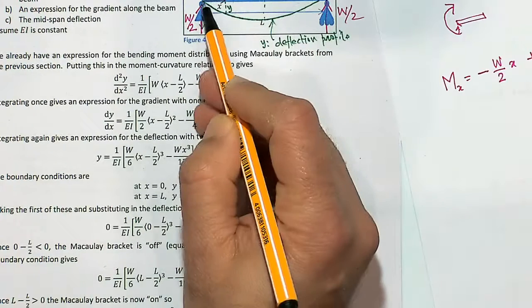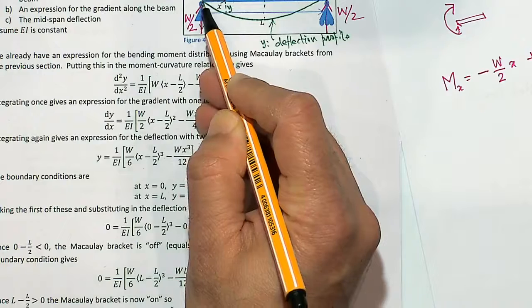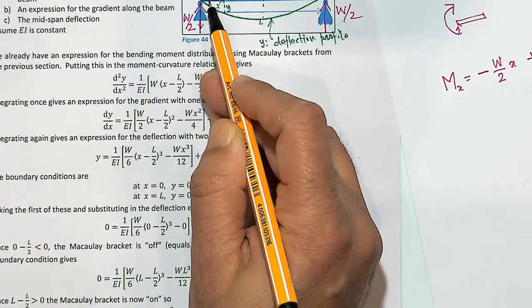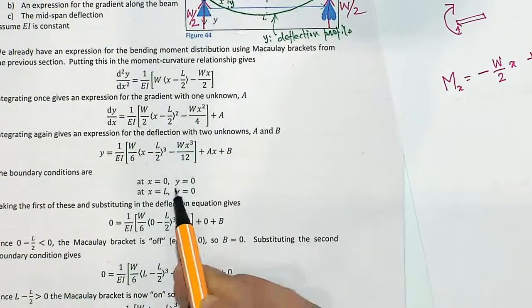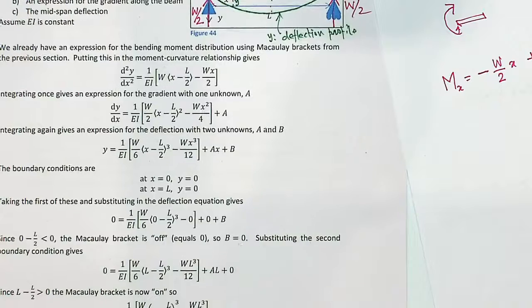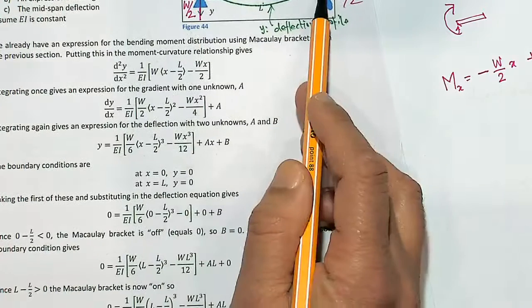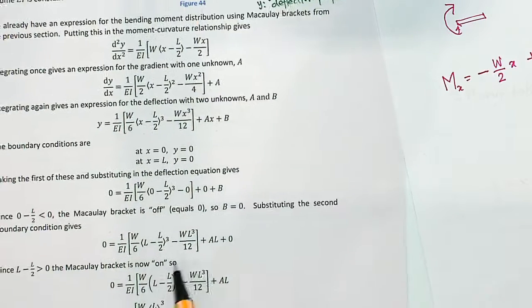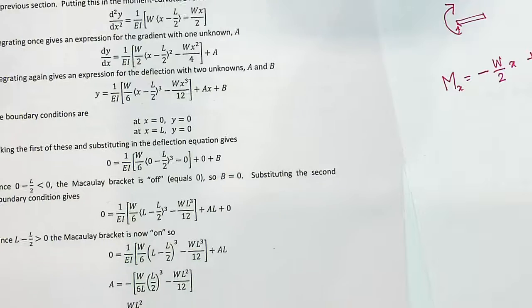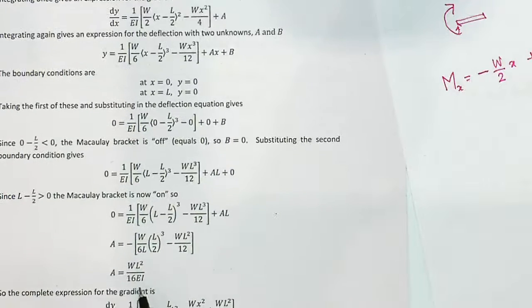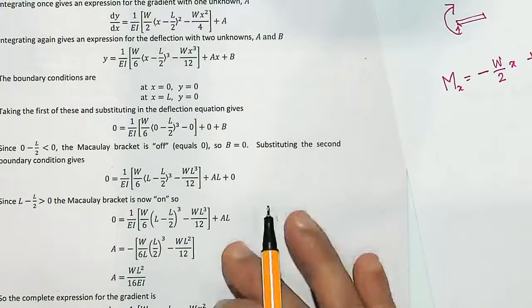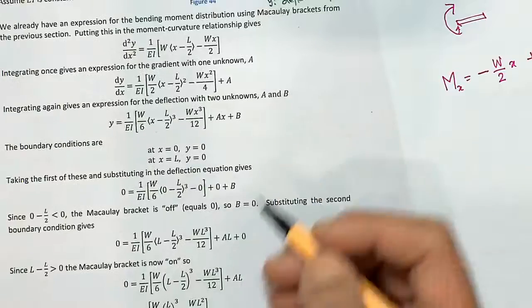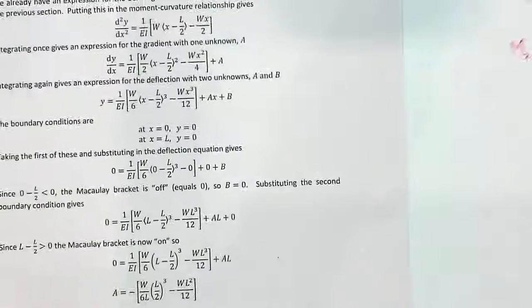Now you can also see at the left hand support, at x equal to 0, y is 0, because displacement is 0 at that point. So if you do that, that will give you B. Similarly, at x equal to L, which is the other end, the displacement is 0. So if you do that, that will give you A. So with a bit of algebra, you will find out A. Once you get that, then you can find out dy/dx as well as y.